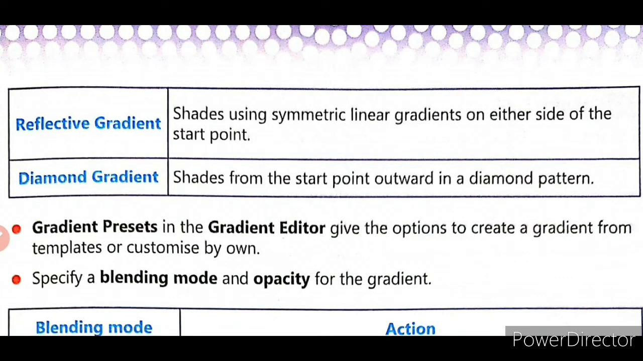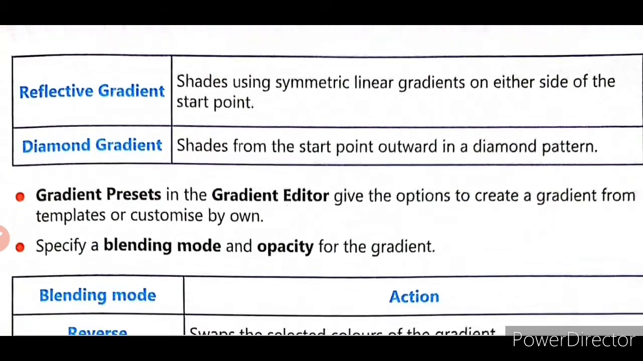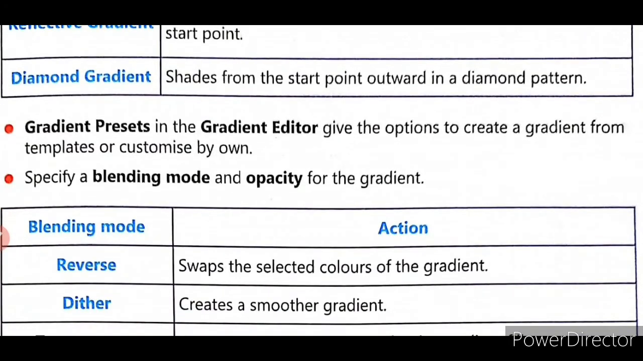Reflective gradient, shades using symmetric linear gradients on either side of the start point. Okay, so when you select this reflective gradient, your shades will appear in a symmetric linear gradient on either side of the starting point. Okay, diamond gradient, shades from the start point outward in a diamond pattern. So in this gradient, your shades will appear in a diamond pattern. Clear? So see what is the next point.